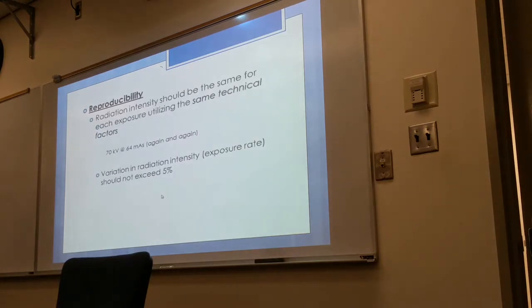All right, reproducibility. Radiation intensity should be the same for each exposure utilizing the same technical factors. We do what is known as a reproducibility test. With the use of some sort of meter that measures the exposure rate, we'll keep this meter in the room. What is it, an ion chamber? You guys did that already in class, right?